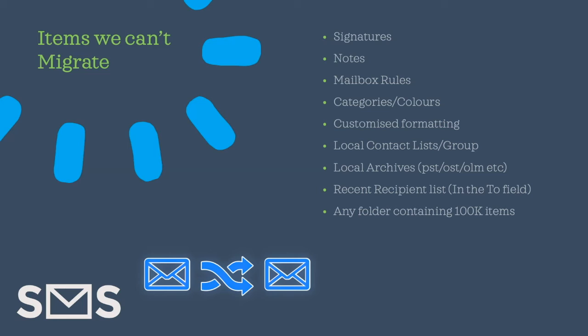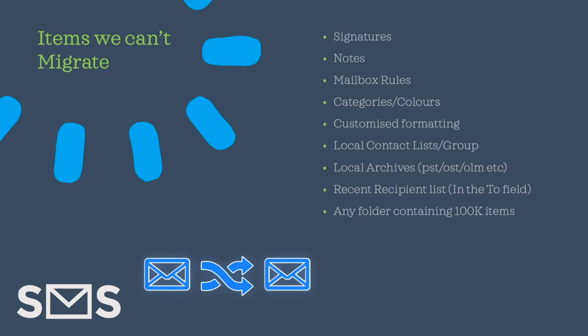And another one that we get asked about a lot as well is the recent recipient list. This is the address in the toolbar. So when you start typing someone's address, it pops down in a menu. We can't migrate them either because they are local to Outlook. That is a feature of Outlook. Even though there is a similar thing in webmail, it's not the same. It stores it locally in local database files, and that can't be migrated, unfortunately, on newer versions of Outlook, I'm afraid.